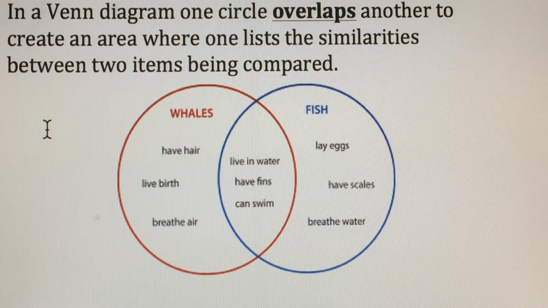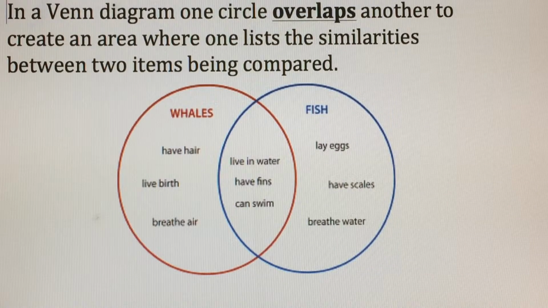Good for note-taking. So here, we are comparing whales and fishes, and it's this middle area where the red circle overlaps the blue circle. They both cover this section here, and so this is the area that we put the similarities.